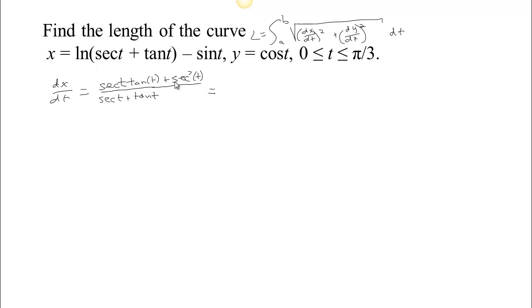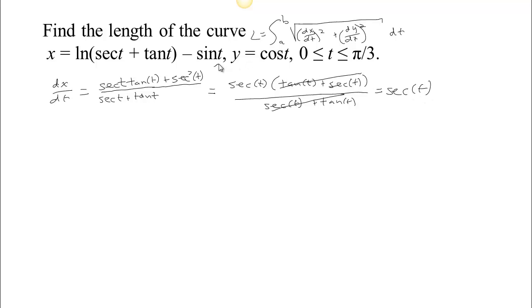We can simplify this a little bit because there's a common secant in the top and the bottom. Pull out that common factor, and then you're left with tangent plus secant, all divided by secant plus tangent. But you can add in any order, so this tangent plus secant is the same as secant plus tangent, so this is just secant.